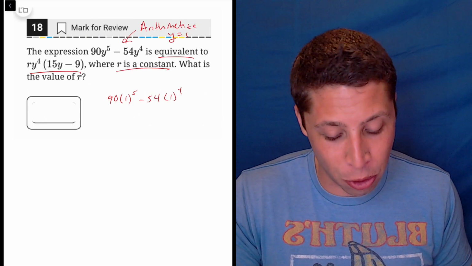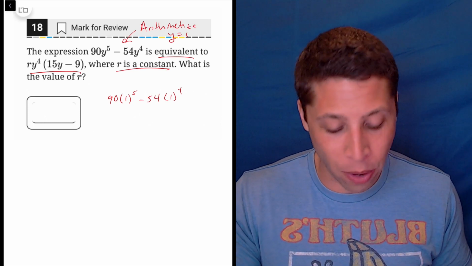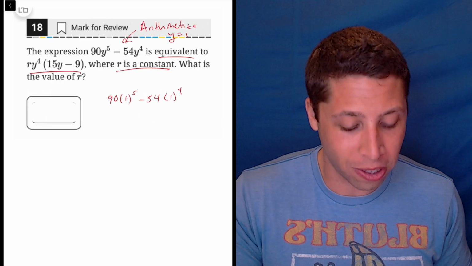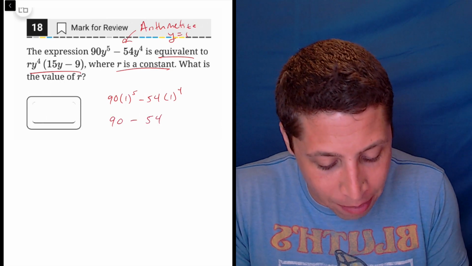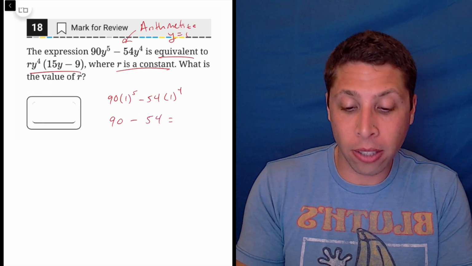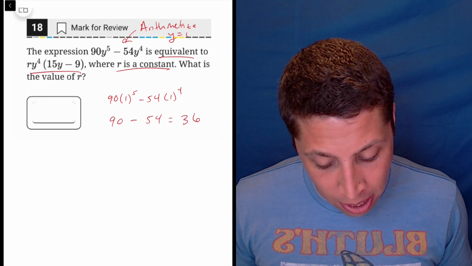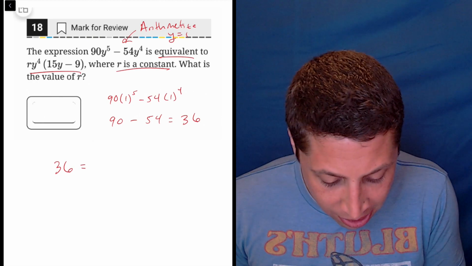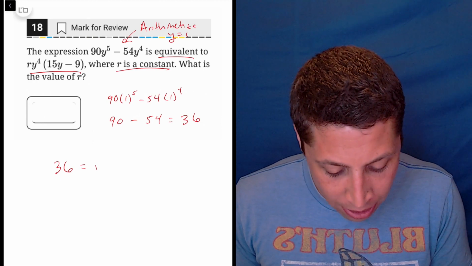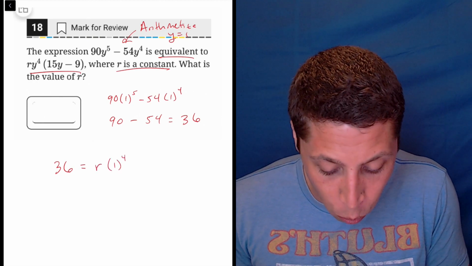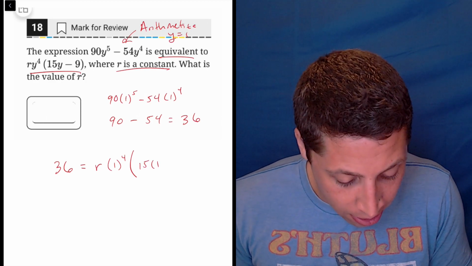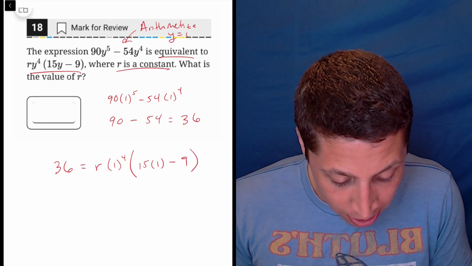But the good thing about choosing 1 is that the exponents don't matter, right? 1 to the 5th is still 1. 1 to the 4th is still 1. So this is really 90 minus 54. Go into your calculator. 90 minus 54 is 36. So that means that 36 is supposed to be what we get when we put 1 in for y in the other equation and solve that.